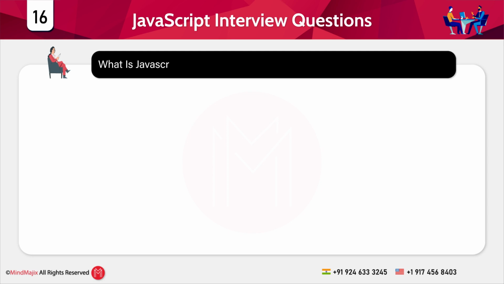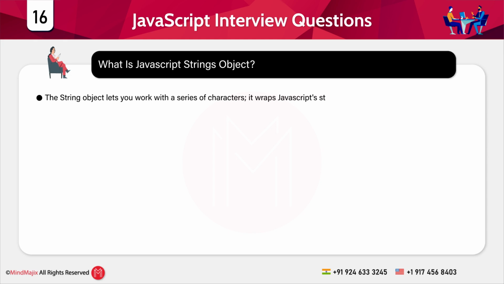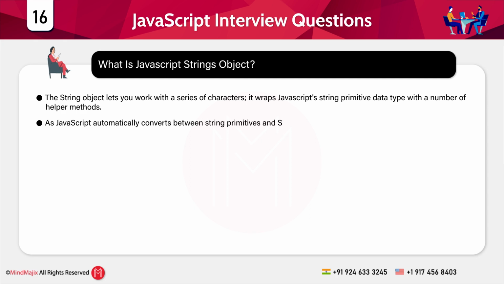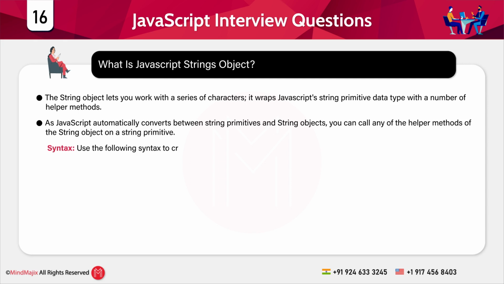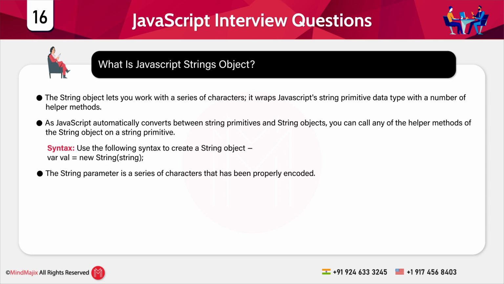What is the JavaScript String object? The String object lets you work with a series of characters. It wraps the JavaScript string primitive data type with a number of helper methods. As JavaScript automatically converts between string primitives and string objects, you can call any of the helper methods of the String object on string primitives. The syntax is var val = new String(value), and pass any value as the string.